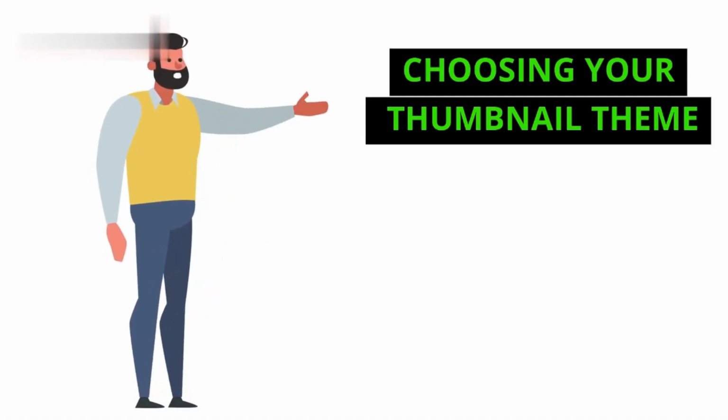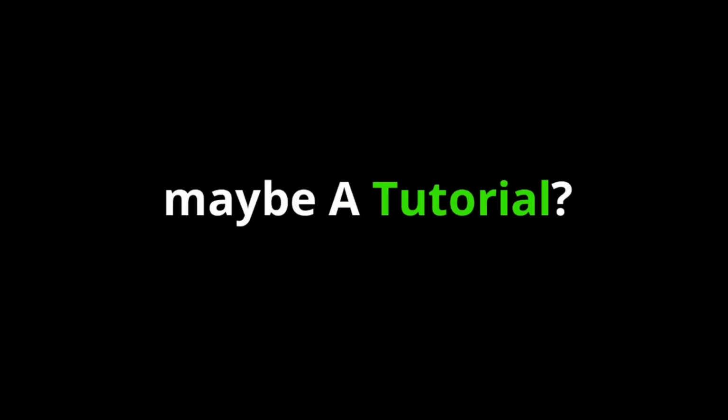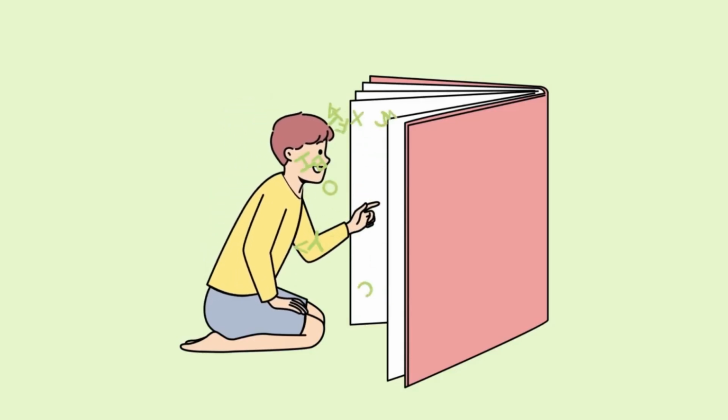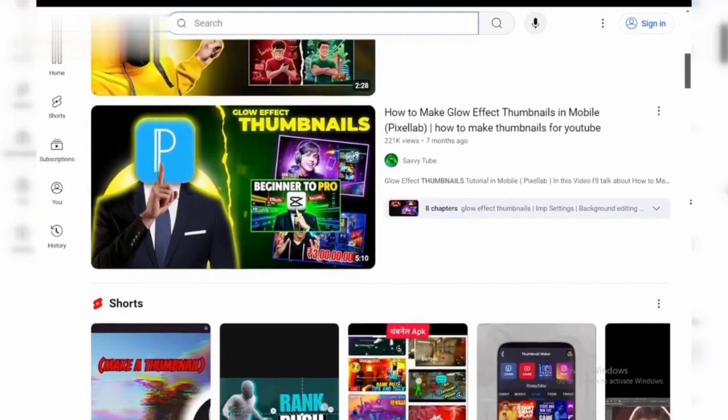Step 2. Choosing your thumbnail theme. Next, think about the kind of thumbnail you want. Is it for gaming, a vlog, or maybe a tutorial? Thumbnails are like the cover of a book. They should match the story inside. For this example, let's make a fun gaming thumbnail.